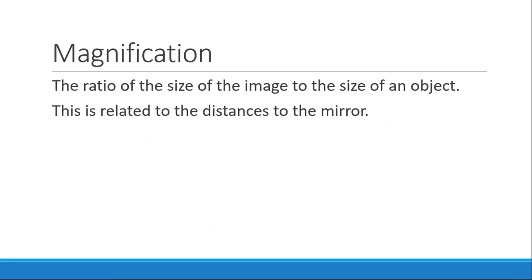The magnification is the ratio of the size of the image to the size of the object. This is related to the distances to the mirror. So the magnification can be calculated as follows: magnification, m, is equal to the size of the image divided by the size of the object, or it will be equal to minus the distance of the image divided by the distance of the object.